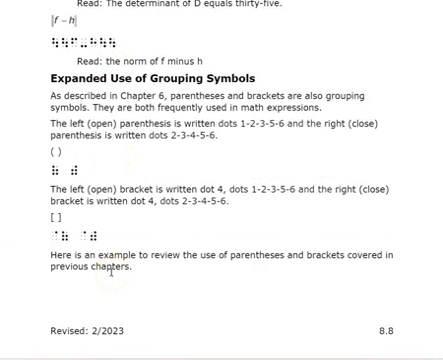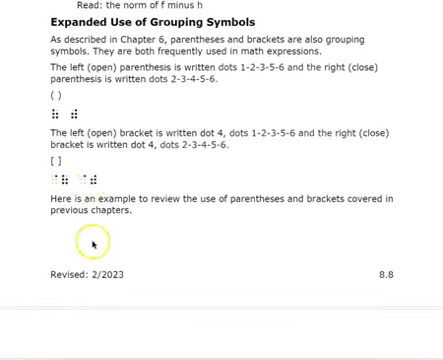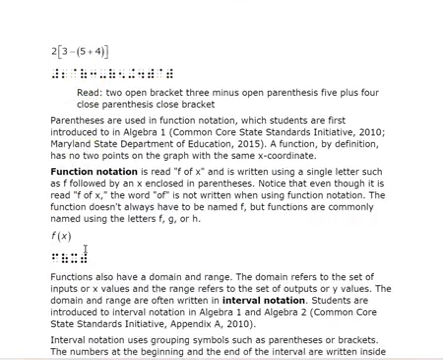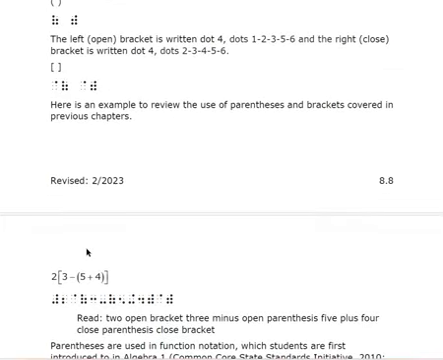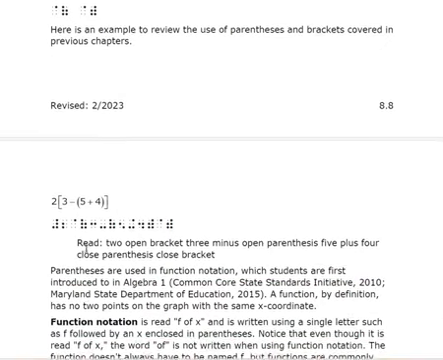Expanded use of grouping symbols. So we have the of and the with, the bracket, of and with a dot 4, and it doesn't want to tell us the brace. The brace is 4, 6, right? Okay.